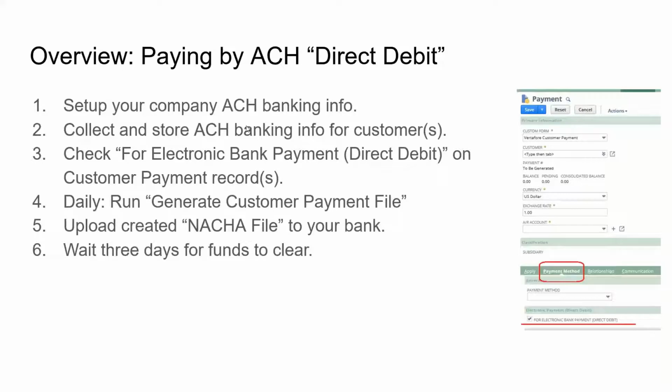You would then have to go to the customers who you want to pay via ACH and get their bank account numbers. So you will find that there is a place in NetSuite, I hope I got a screenshot later here, but there is a place in NetSuite in the customer record where you can actually store bank account numbers on a per customer basis. On the payment record, so if you're creating a payment record, there's a little checkbox down here that's labeled for electronic bank payments direct debit. So you'll have to check that.